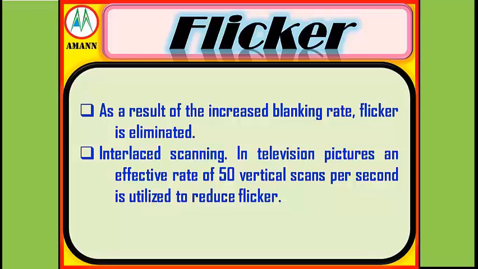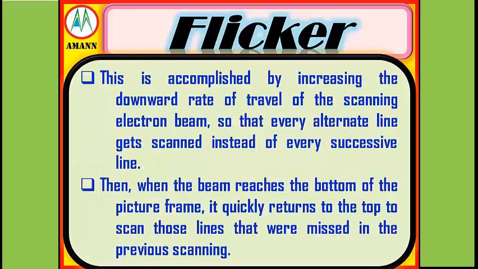We have interlace scanning. In television pictures, an effective rate of 50 vertical scans per second is utilized to reduce flicker. This is accomplished by increasing the downward rate of travel of the scanning electron beam so that every alternate line gets scanned instead of every successive line. Then, when the beam reaches the bottom of the picture frame, it quickly returns to the top to scan those lines that were missed in the previous scanning.